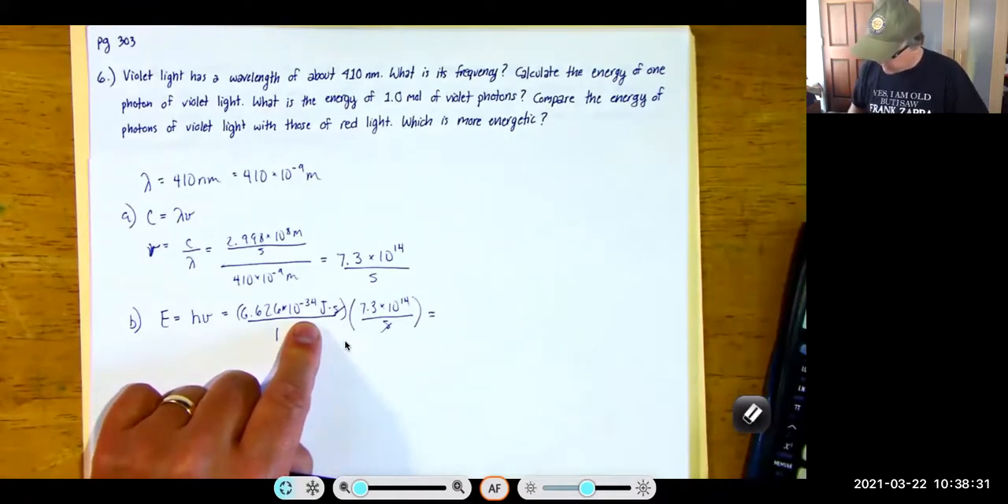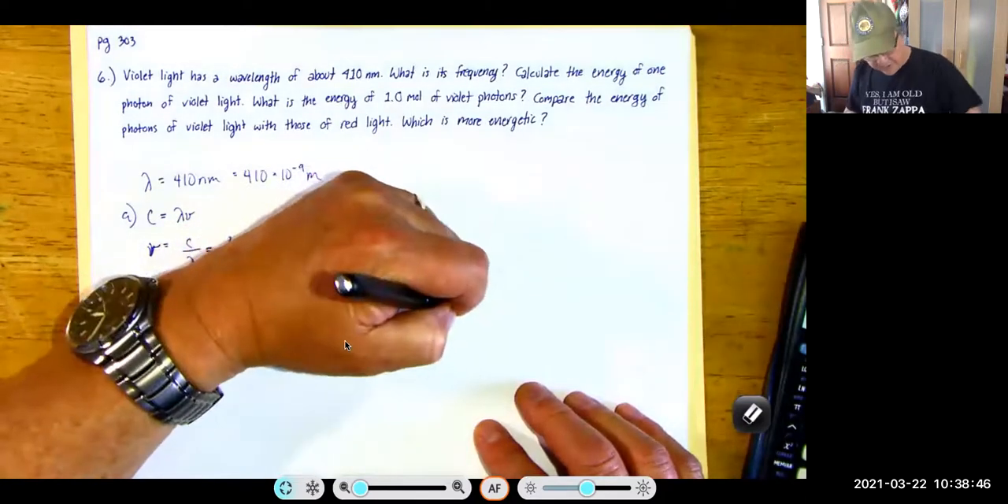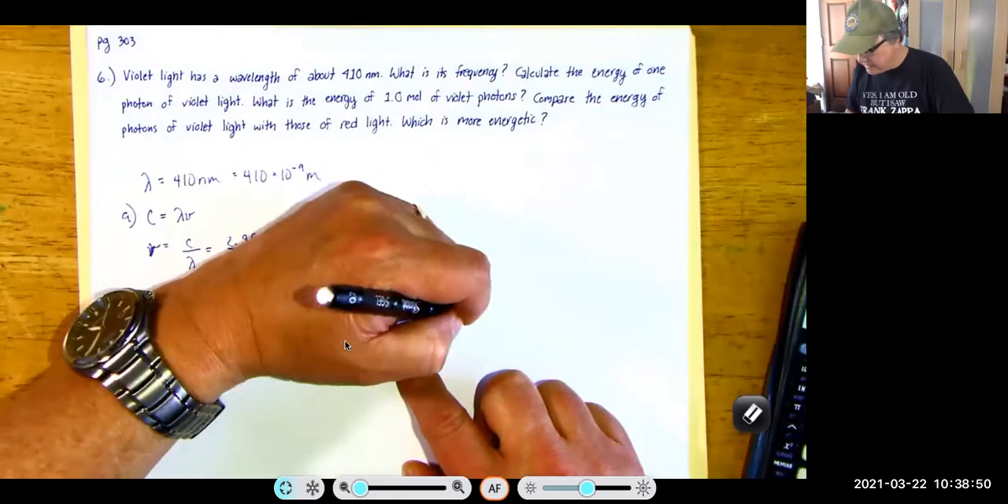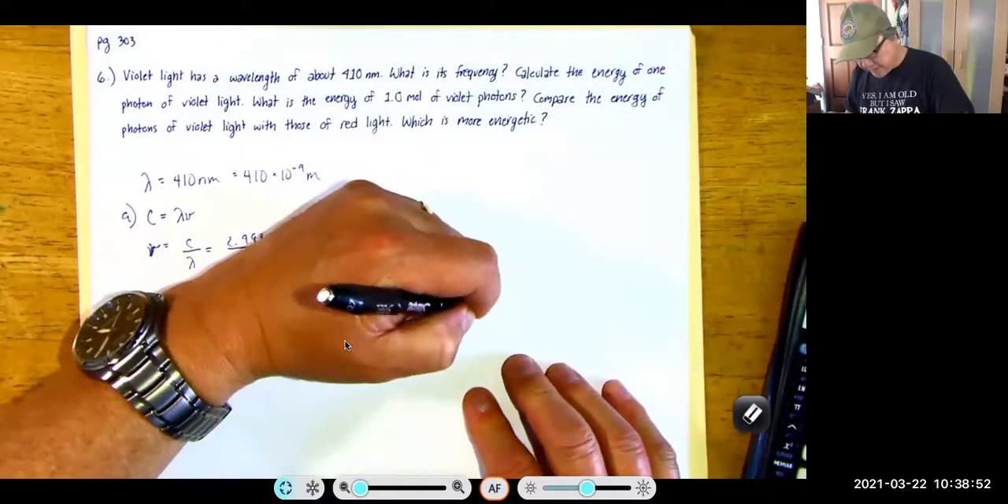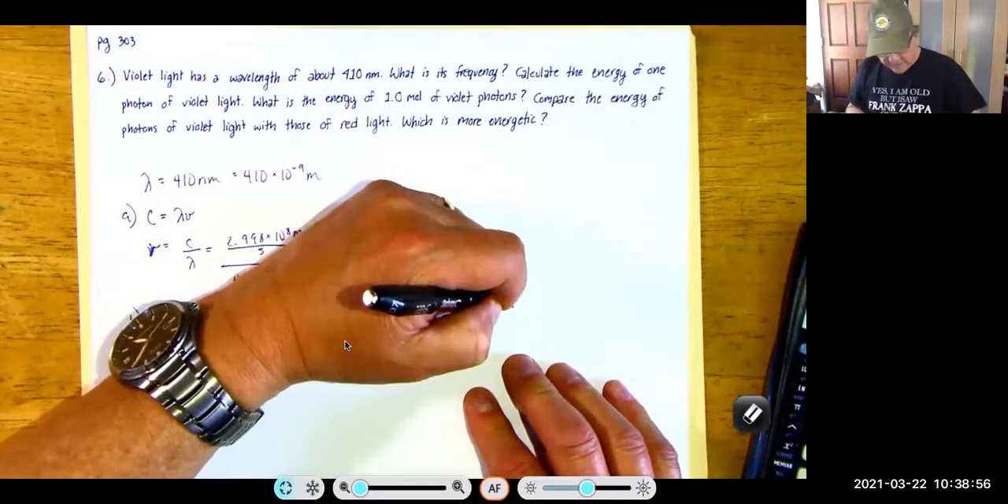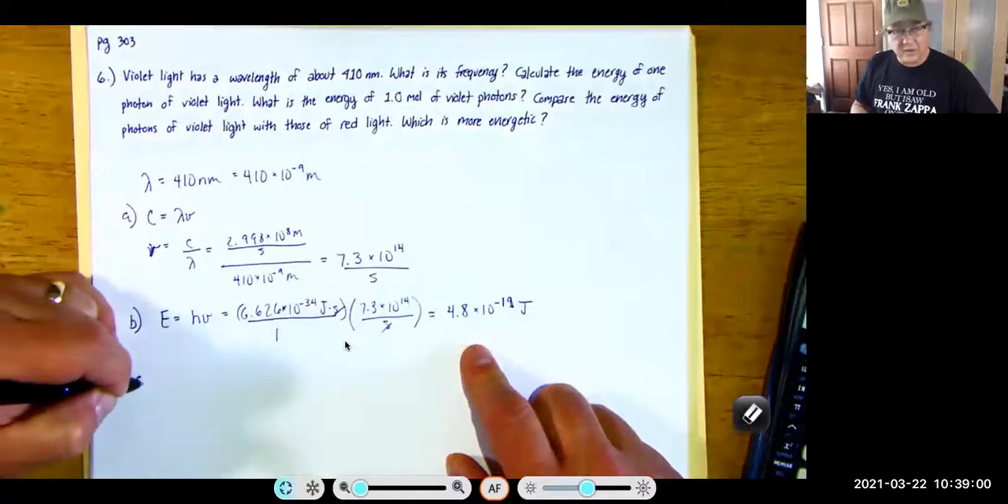So 6.626 EE negative 34, times 7.3 EE 14. And we get 4.8 times 10 to the minus 19. Oop, that's supposed to be a 9. And that would be joules. Okay.